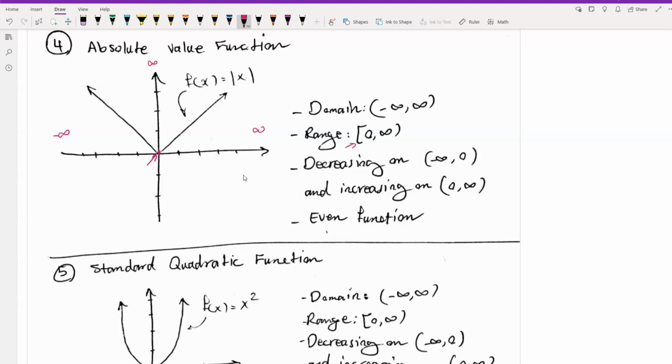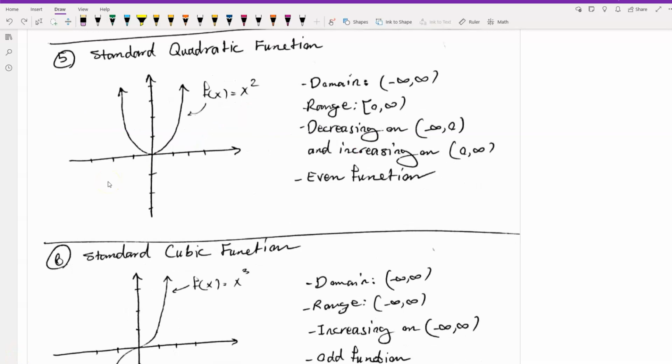And this graph is decreasing on negative infinity, comma 0. So from left to right, this part is decreasing from negative infinity up to this point, and then from this point 0 starts to increase, so increasing on 0 to positive infinity. And this is an even function.